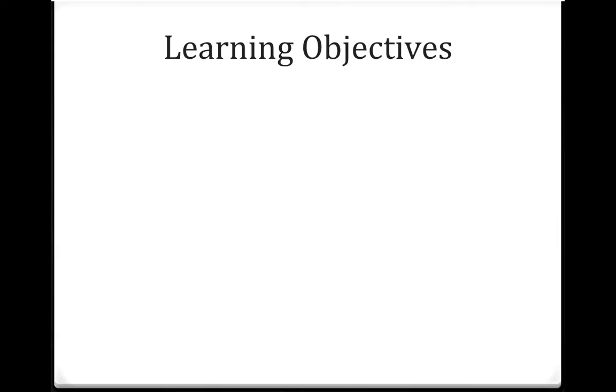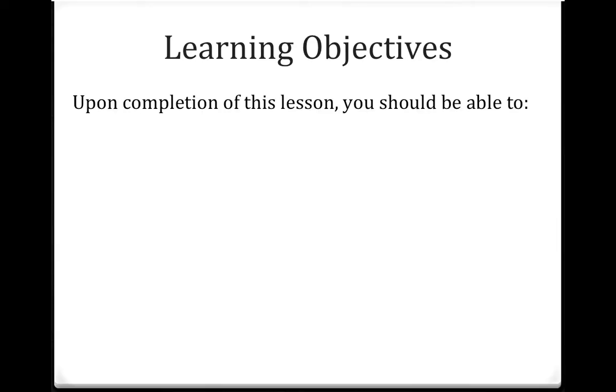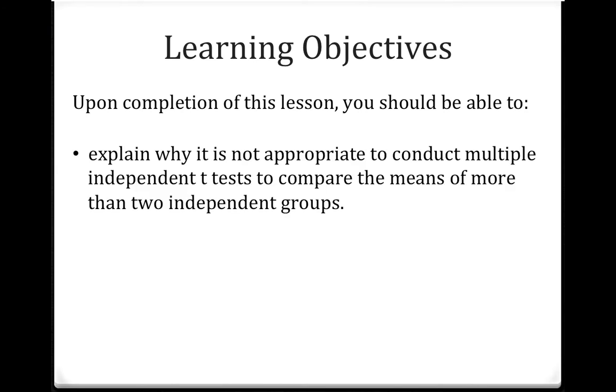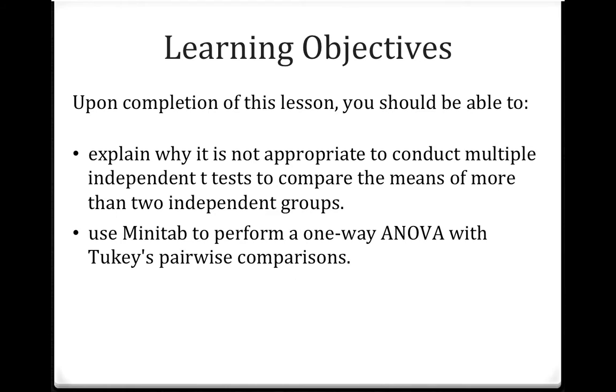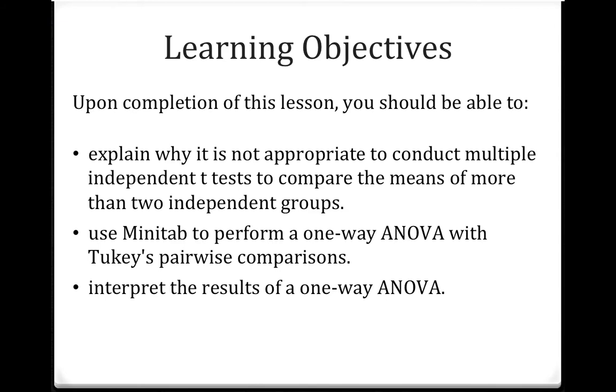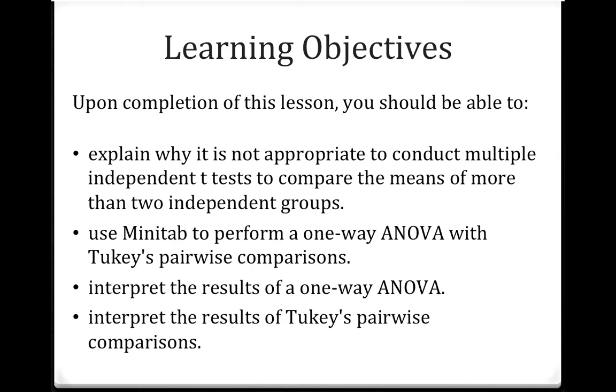These are the learning objectives covered this week. Upon completion of this lesson, you should be able to explain why it is not appropriate to conduct multiple independent t-tests to compare the means of more than two independent groups. Use Minitab to perform a one-way ANOVA with Tukey's pairwise comparisons. Interpret the results of a one-way ANOVA. And interpret the results of Tukey's pairwise comparisons.